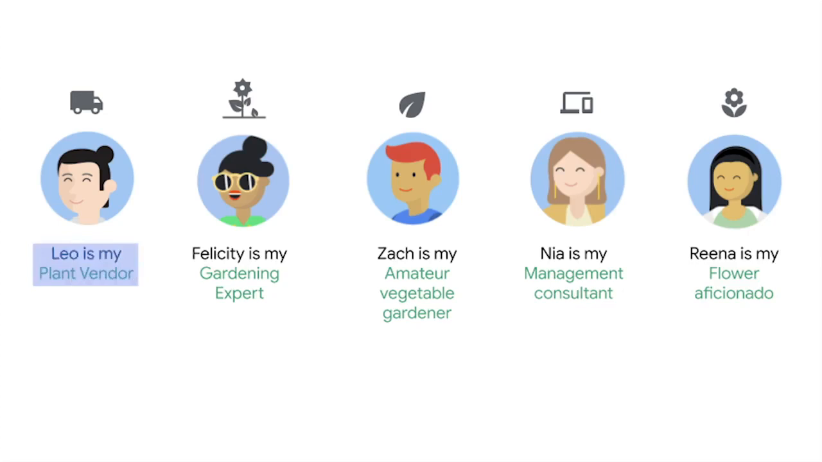Leo is my plant vendor, who manages acquiring the plants, the supply chain, and delivery logistics. Felicity is my gardening expert, who helps my support team give our customers really excellent advice on how to take care of their plants. Zach is my amateur vegetable gardener, who wants to use the plants they purchase to make dinner. Nia is my management consultant, who works from home and wants to set up a professional backdrop for video conferences in their home office. Rena is my flower aficionado, who wants to have a different flower arrangement each week to brighten up their home.